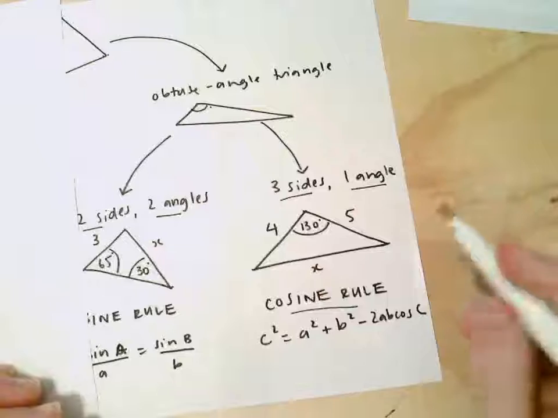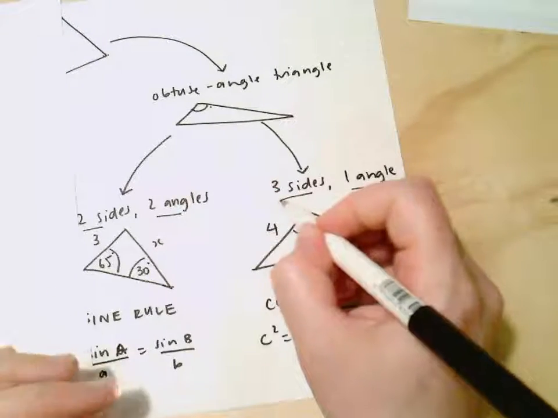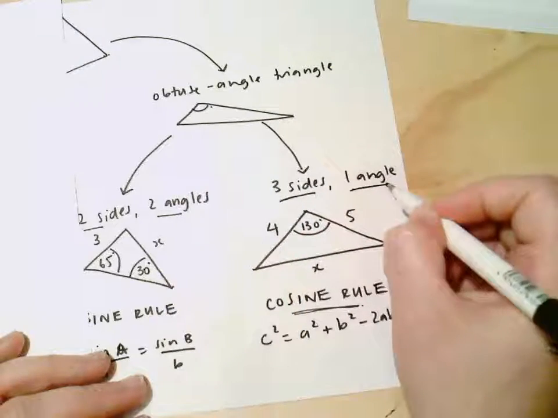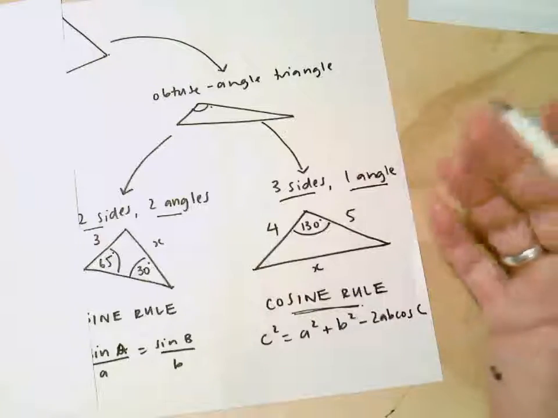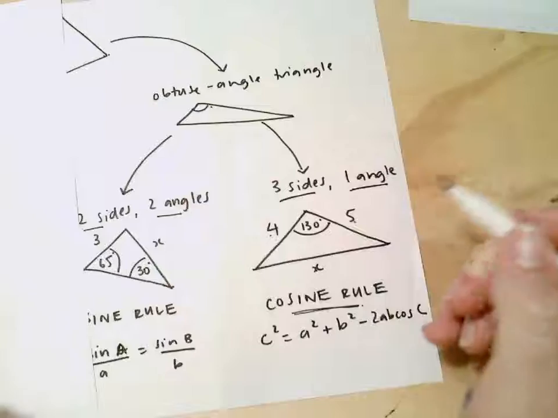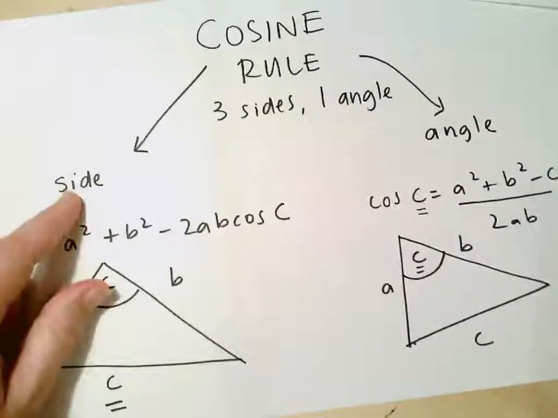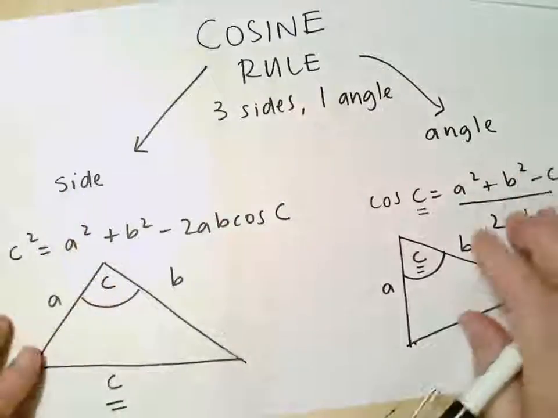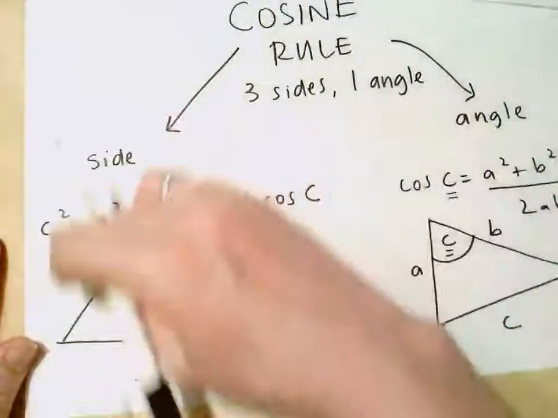So in this video we're looking at the cosine rule, which we use when we're dealing with three sides and one angle. So your brain has to have this sense of, when do I use which rule? This one for three sides, 1, 2, 3, and one angle. So let's have a bit more of a look at it. We can use the cosine rule to calculate sides, or we can use it to calculate angles. In this video we're focusing on calculating a side using the cosine rule.